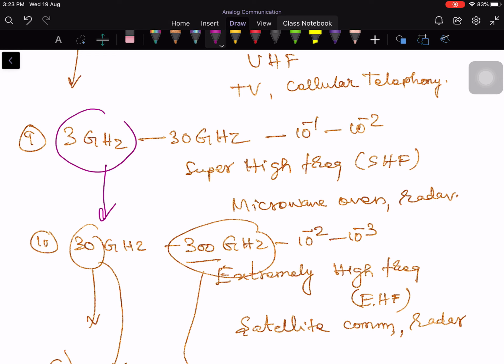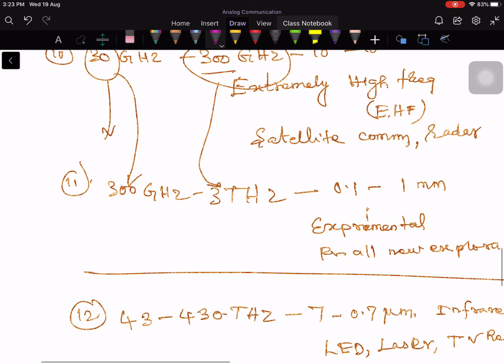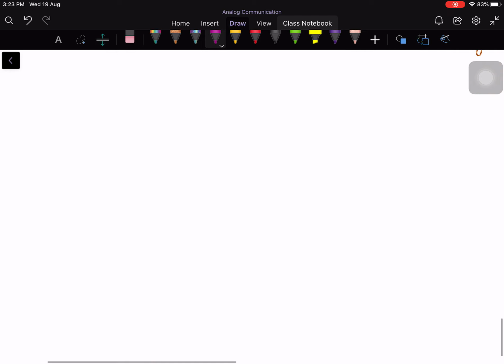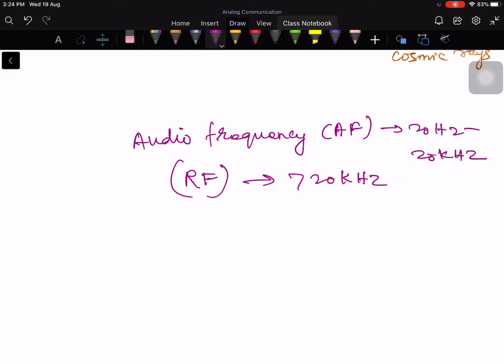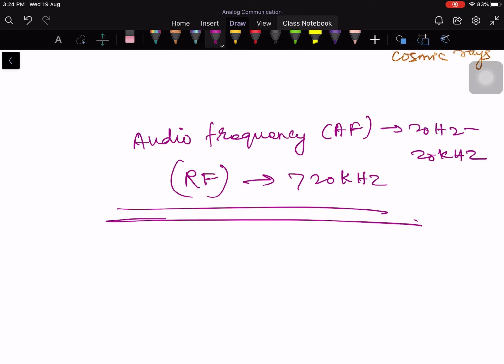Okay. So apart from this detailed classification, the EM spectrum is also broadly classified into two broad categories, namely audio frequency, AF, with the frequency range 20 Hertz to 20 kilohertz, and radio frequency, RF, with the frequency range greater than 20 kilohertz. That's all. So audio frequency is 20 Hertz to 20 kilohertz, and greater than 20 kilohertz is called radio frequency.